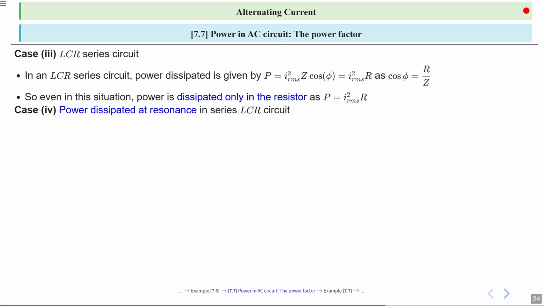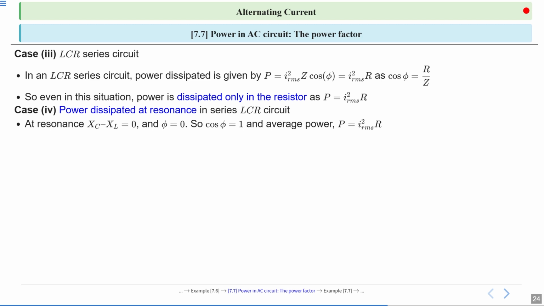Now case 4, resonance. Power dissipated at resonance in a series LCR circuit. So what is power dissipated at resonance? At resonance, XC minus XL equal to 0. We know that XC becomes equal to XL at resonance, due to which in the impedance diagram, the perpendicular, XC minus XL, becomes 0. So hypotenuse and base are along the same line, so phase difference becomes 0, and cos phi will be 1.